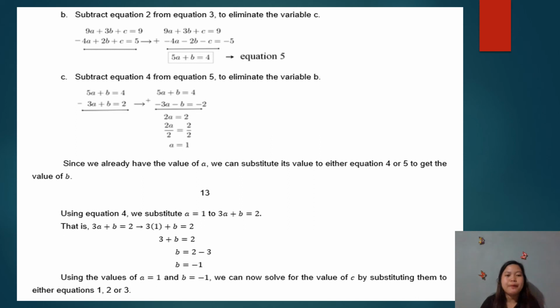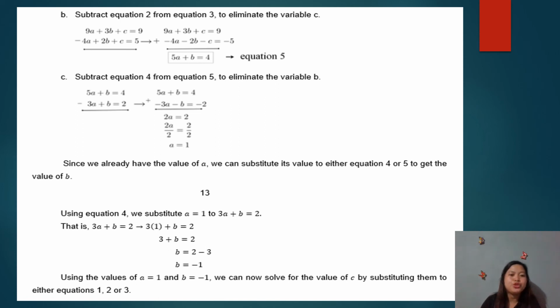Okay, let's have letter B. Subtract na naman equation 2 from equation 3 to eliminate the variable c. So, again, eliminate gyapon na to ang variable c. So, i-minus na to si equation 2 from equation 3. So, we have there 9a plus 3b plus c equals 9. Minus 4a plus 2b plus c equals 5.